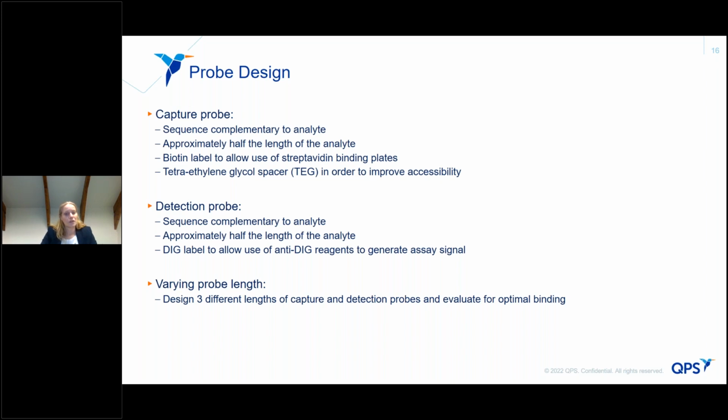With the design of the detection probes, it's kind of similar. The sequence should be complementary to the analyte. Also, half the length of the analyte should be used, not the complete length. And with the detection probe, a DIG label needs to be added, so you can use anti-DIG reagent to generate an assay signal. When you design your probe, it's handy to create 3 different probes of each, so 3 different capture and 3 different detection probes, and then you evaluate for optimal binding.